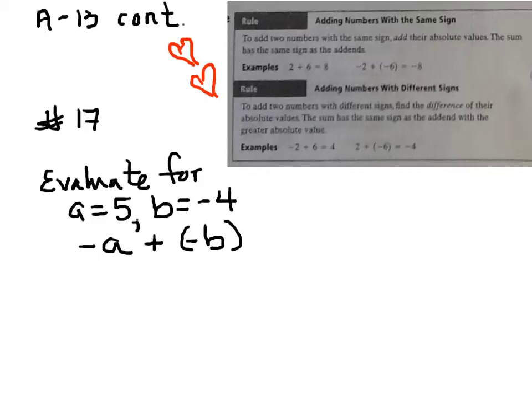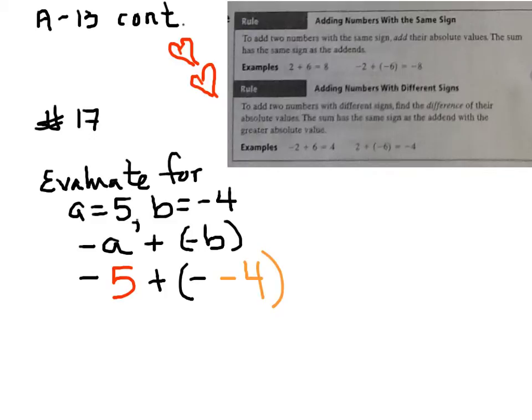All right, so I drew true red hearts. That's your extra credit. Now I'm going to do number 17, and it says to evaluate for A equal to 5 and B equal to negative 4. Number 17 says the opposite of A plus the opposite of B. So let's start by just plugging them in. So here I go. I have the opposite, and then for A I have 5. And then I have my plus sign, which doesn't change. And then I have the opposite of B, which is a negative 4.